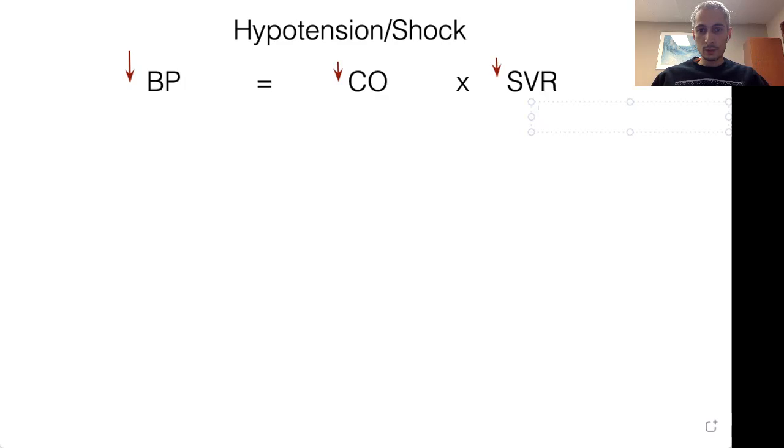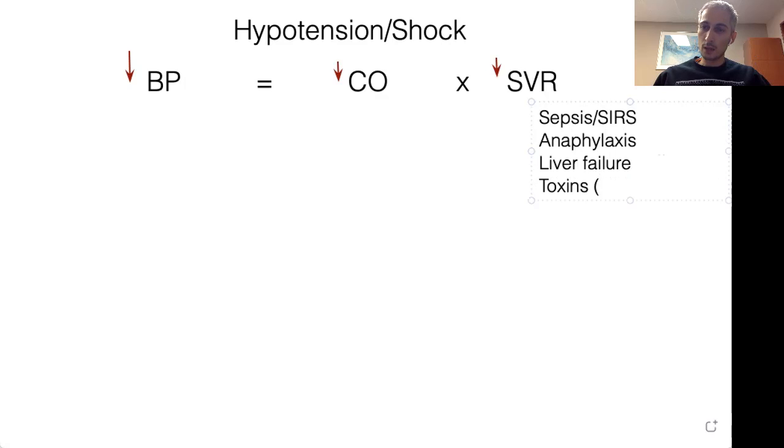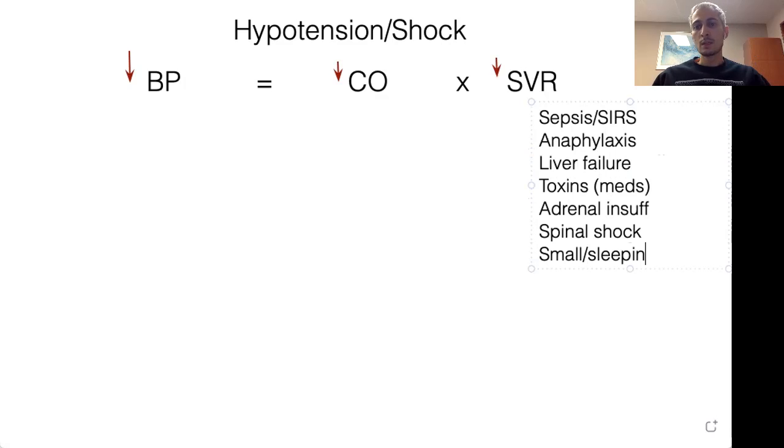And I have a mnemonic to remember those causes. And it's kind of silly. It's SALTAS. It stands for sepsis or SIRS, anaphylaxis, liver disease, and specifically end-stage liver disease is a very vasodilated state. Vasodilatory toxins, and in the hospital most of the time that's medications. Adrenal insufficiency, spinal shock, and finally the last S stands for small or sleeping people, to remind you that sometimes hypotension can be physiologic and not a problem at all.